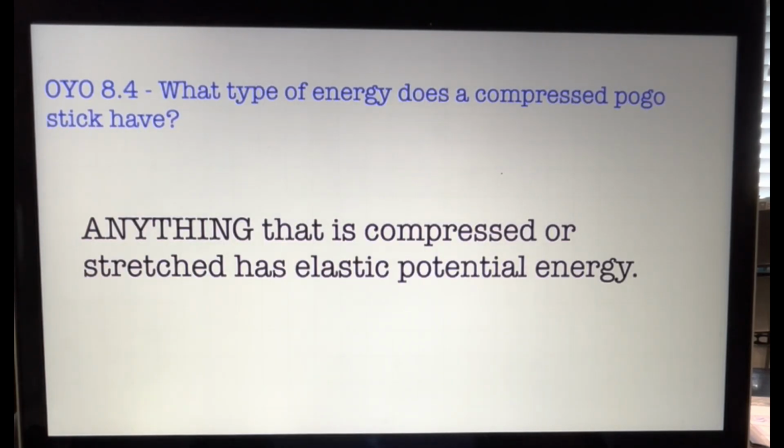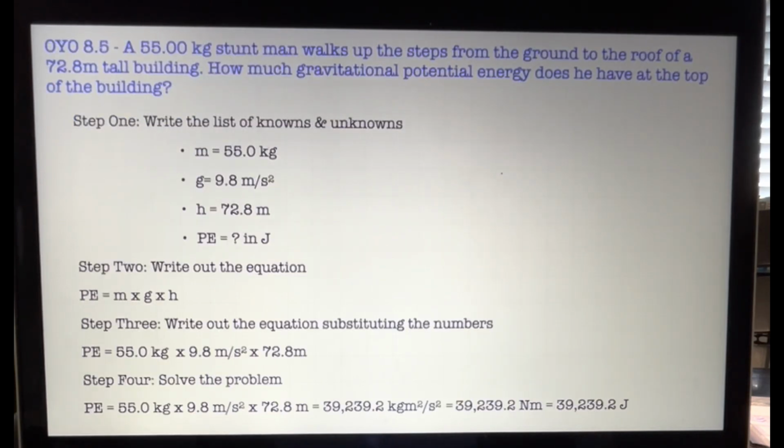What type of energy does a compressed pogo stick have? Anything that is compressed or stretched has elastic potential energy. And lastly, a 55-kilogram stuntman walks up the steps from the ground to the roof of a 72.8-meter tall building. How much gravitational potential energy does he have at the top of the building?